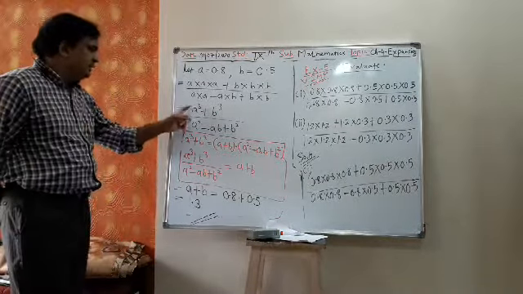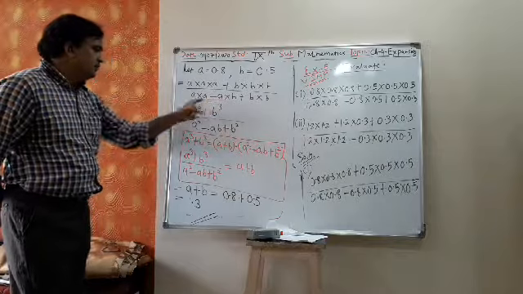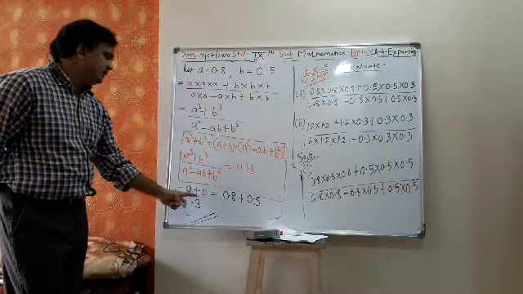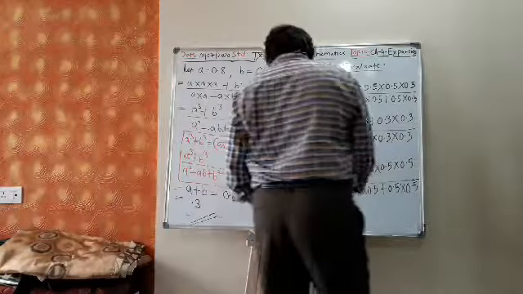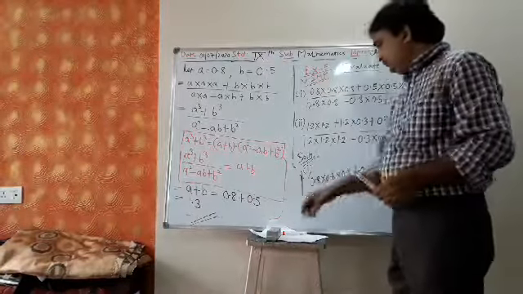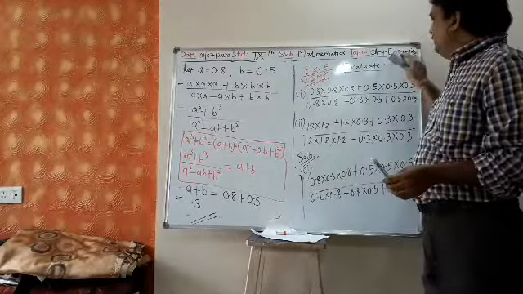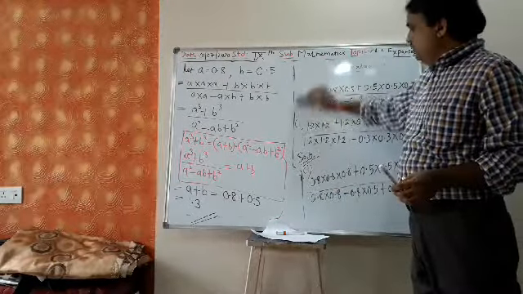This value is nothing but A plus B. Let us do the second part: 1.2 into 1.2.